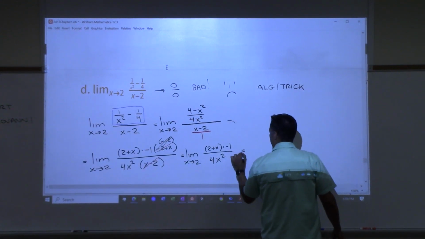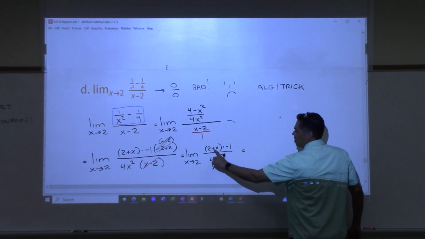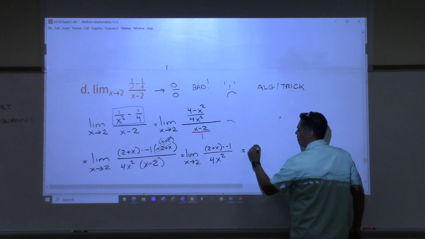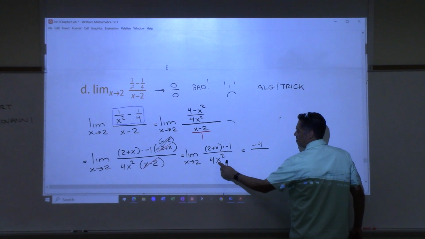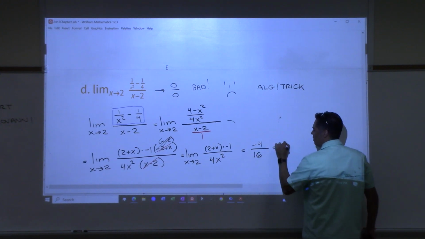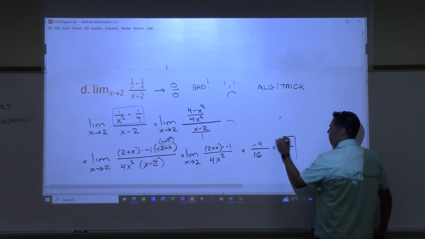So now I'm going to let x go to 2 and see what happens. What do we get up top? 2 plus 2, 4. Negative 4 on top. And then on the bottom, we have to put 2 here first, right? 2 squared. 4 times 4, 16. And then I can reduce that fraction, negative 1/4.